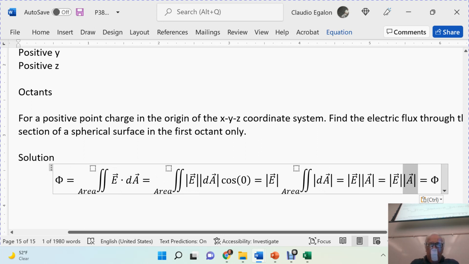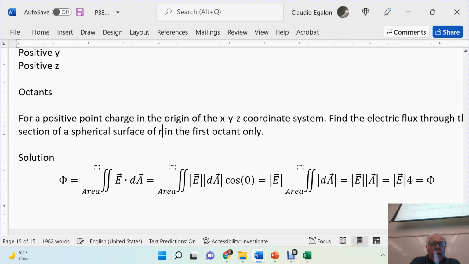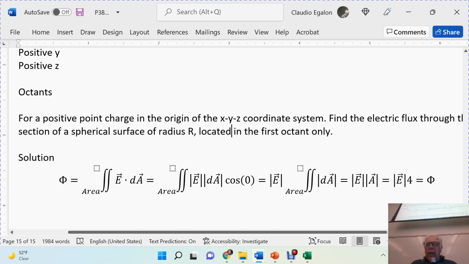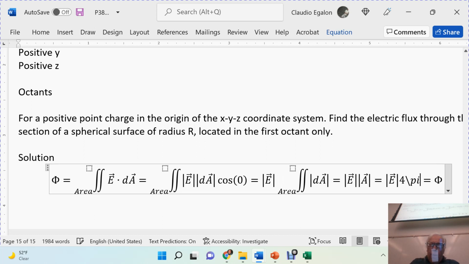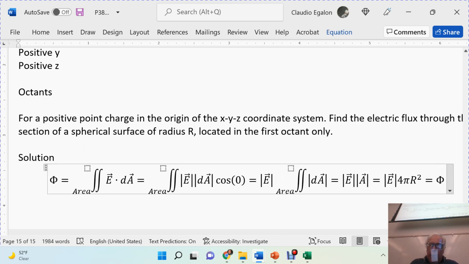I have to state, for a positive point charge, find the electric flux through the section of a spherical surface of radius r, I didn't put that information, located in the first octant. Okay, so I'm gonna write that down here. The area of a surface is 4 pi r square, but because we are talking about the first octant, we have to divide it by 8.